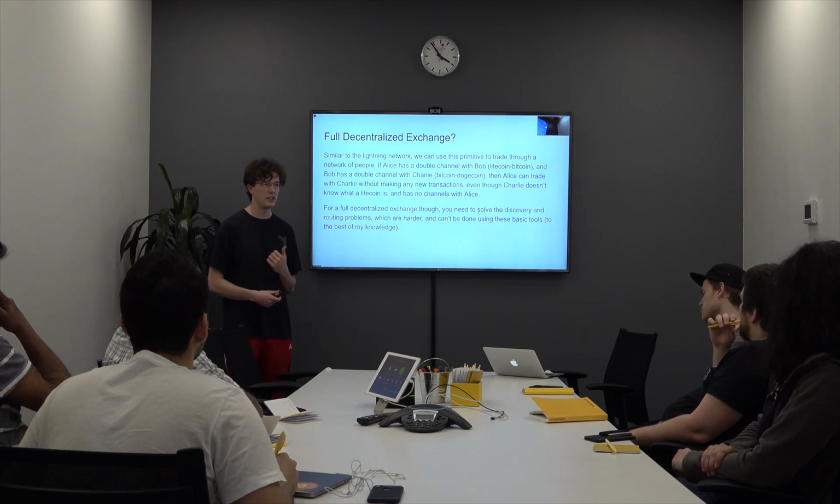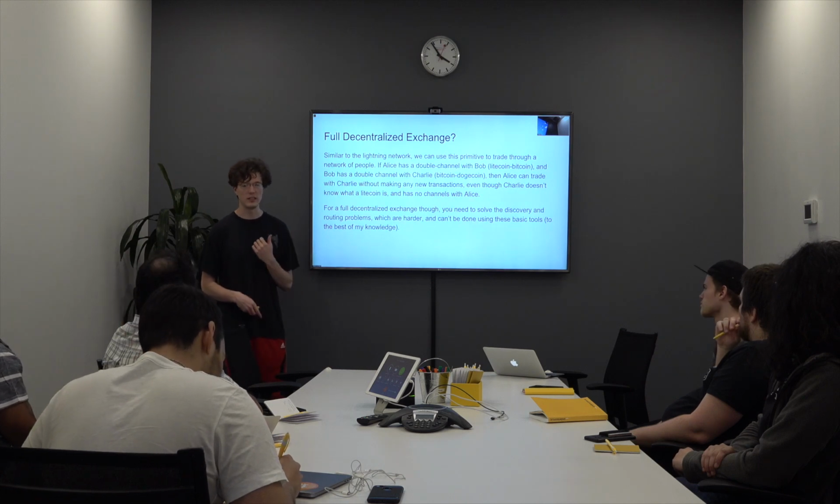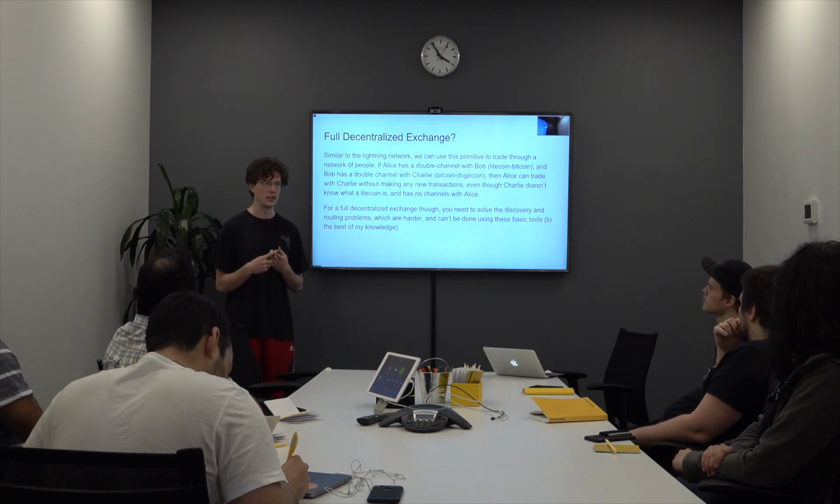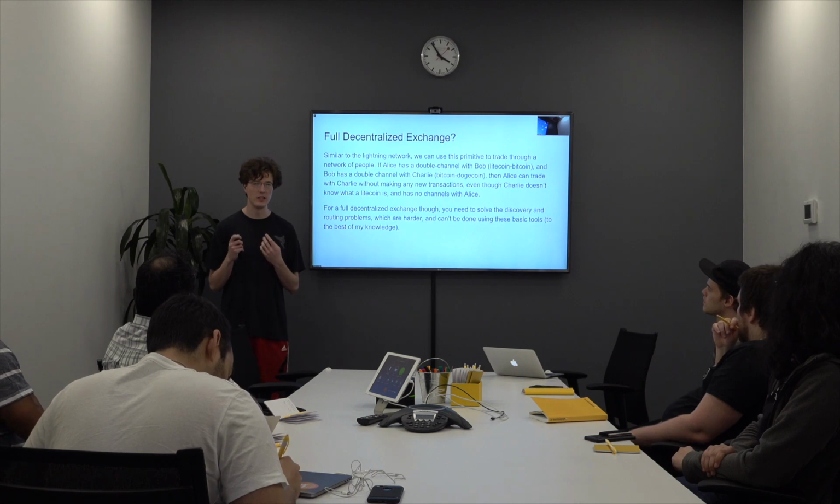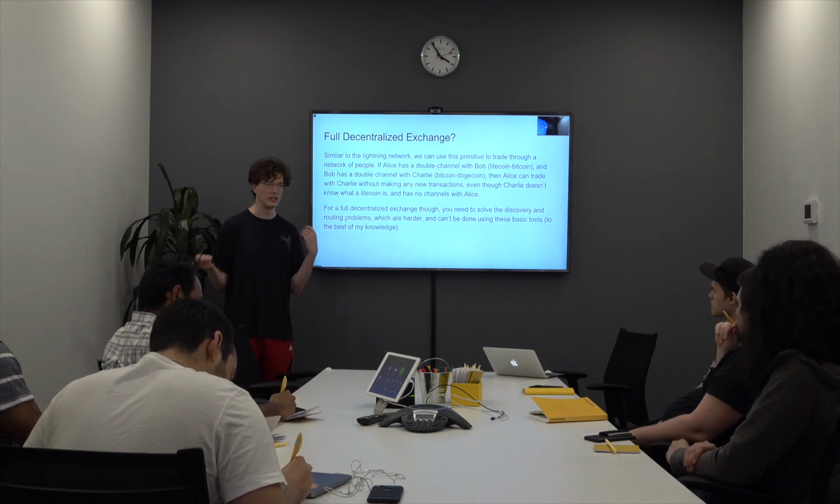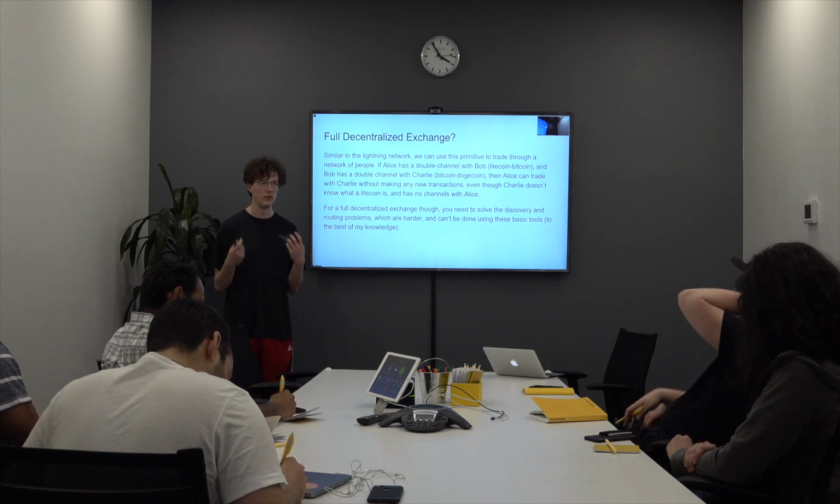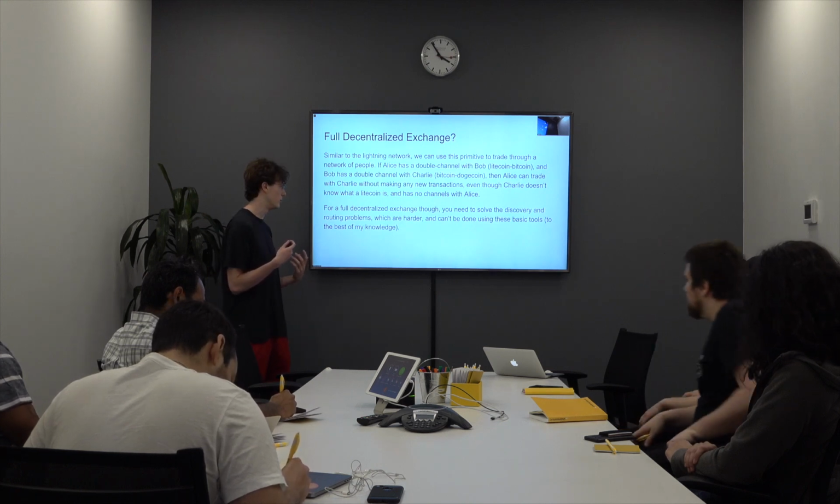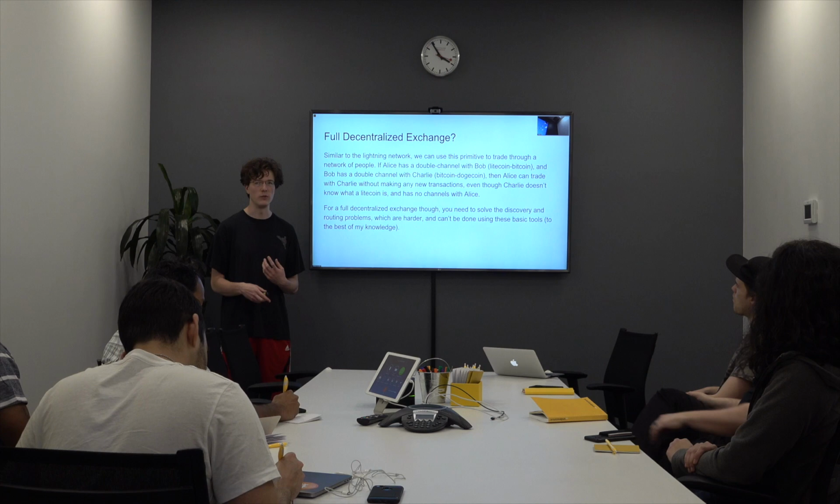So I said full decentralized exchange. You can't do a full decentralized exchange, to the best of my knowledge, with just a time lock and a multisig, because you need discovery. You need some way for Alice, Bob, and Charlie to all realize that each other exist. And you need some way to solve routing.